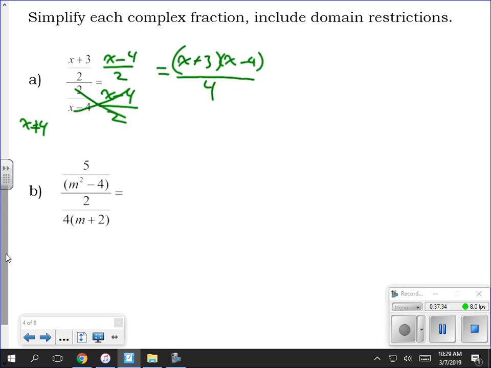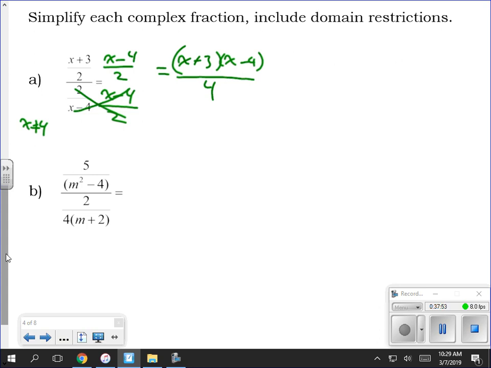And this explains why you invert and multiply, because I want to multiply the denominator by the reciprocal to get 1. And if I multiply the denominator by something, I need to multiply the numerator by that same something, or I change the value of the whole fraction. So that's what I'm doing here.